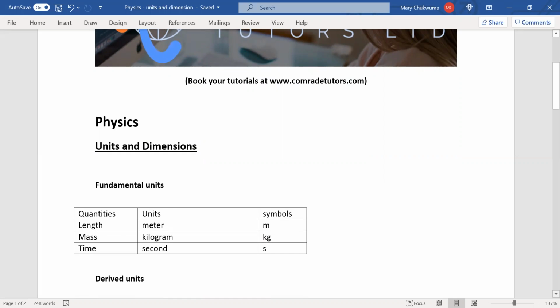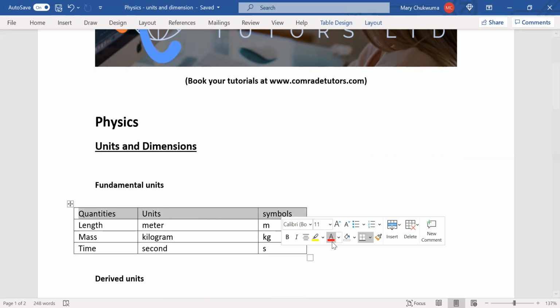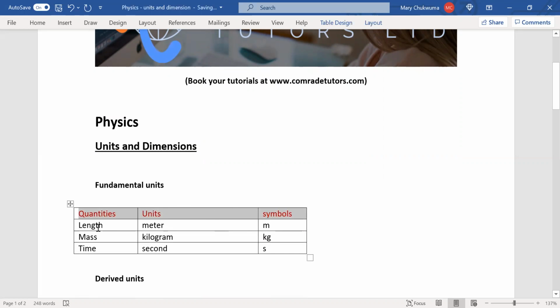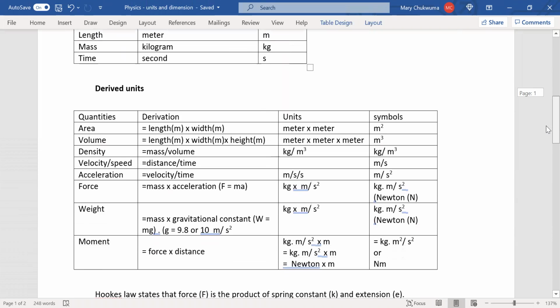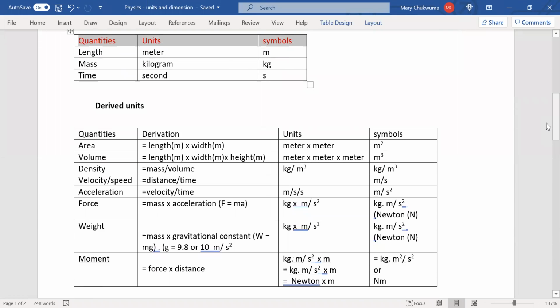As the name implies, fundamental units are units that do not depend on other units for their expression. Example, you have length. Length can be measured in meter, mass in kilogram, time in second, and you can see their symbols: m, kg, and s. And these are standard international units. On the other hand, derived units depend on the fundamental units.